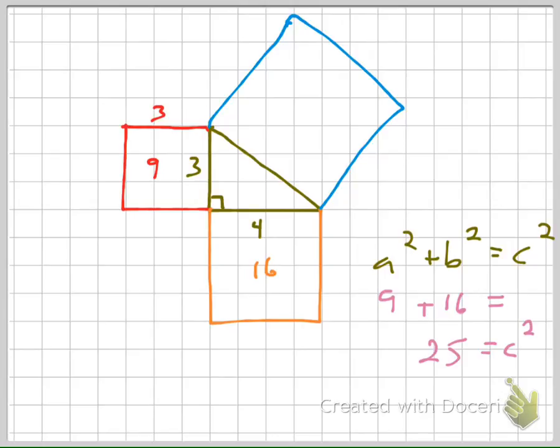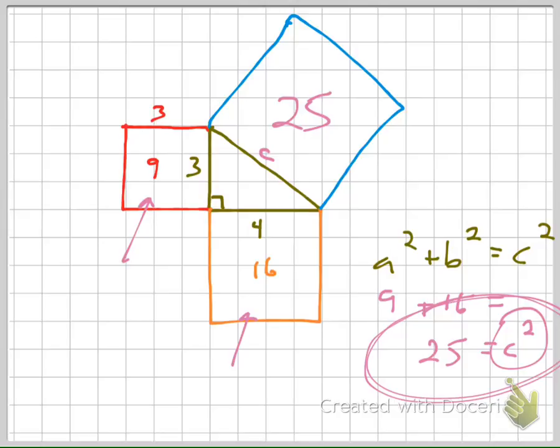Now we'll come back to this, but look. If this is C here, and this 3 squared is 9, 4 squared is 16, then C squared is, it's telling us, C squared is 25. Does that make sense? That's the truth.